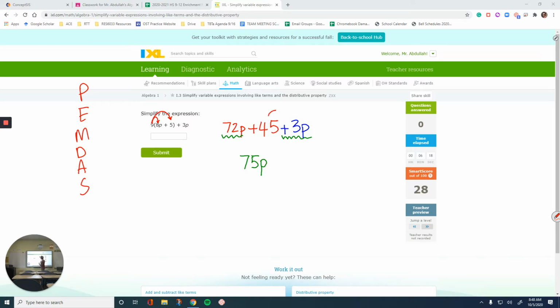And then I have just a constant. So this right here is called a constant. If it's just a number without a variable, it is called a constant, plus 45. You just bring it down. There's no other number that you can combine with 45. Now, these two are not like terms. That means this is your final answer. If you cannot put them together anymore, then you are done. So 75p plus 45 would be the answer to this question. Let's move on to the third one.